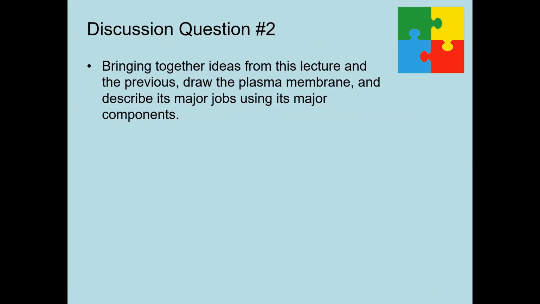So bringing together ideas from this lecture and the previous, draw the plasma membrane and describe its major jobs using its major components. What I would suggest doing is draw a membrane and then add onto it the proteins and the phospholipids, and then give them all numbers and use that numbered list to define why they're so important. So let's say I number my phosphate heads number 1, my fatty acid tails number 2. And then on the bottom, I'd write, okay, number 1 is for this, and number 2 is for this. Maybe the proteins I embed in the membrane, I'll mark number 3. Maybe I'll mark cholesterol and I'll put number 4. So give me that really nice numbered list.